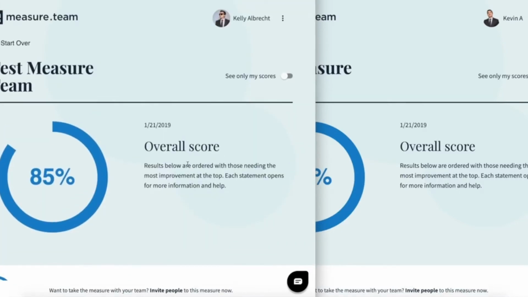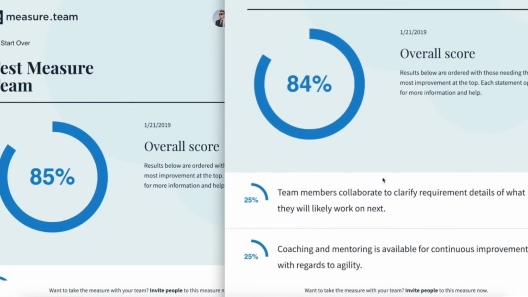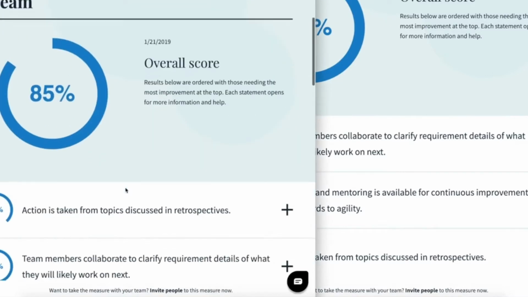You can see only your scores by toggling the see only my scores toggle. And you can see that changes a little bit from the total, and it should also change what the focus areas are. So if you see only your scores, you can see your personal focus areas.